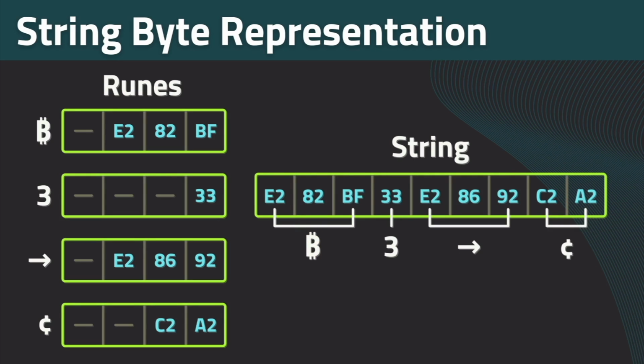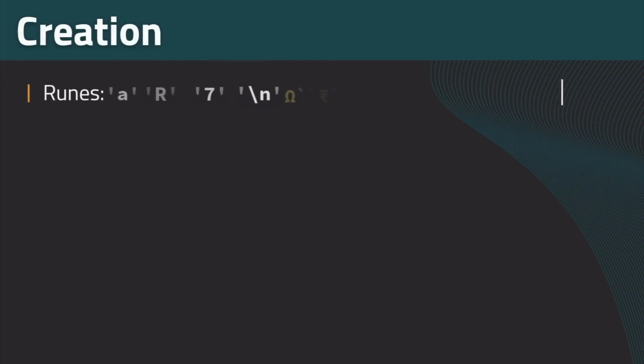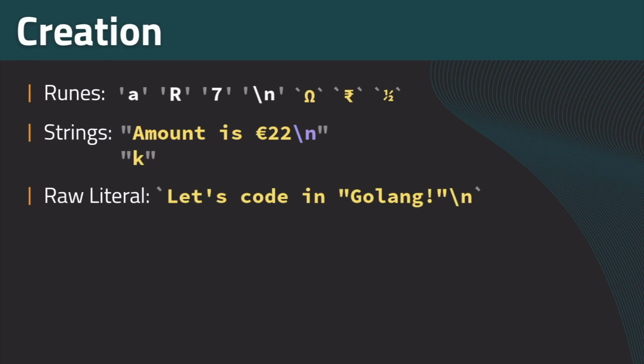Recall that runes are just numbers, and since a string is composed of runes, a string is just more numbers put together. Let's take a look at how to create some runes. To create runes in code, you surround the rune that you want to make with single quotes. So here we're creating a rune A, rune R, and rune 7.